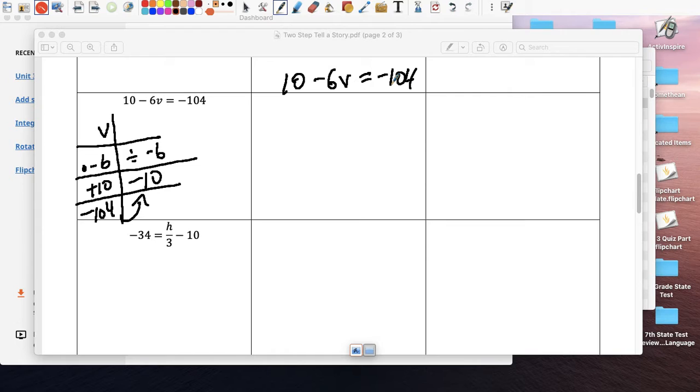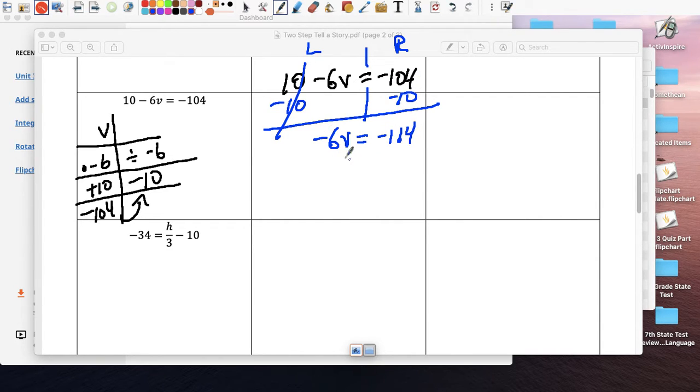So we're going to first we subtract -10. So sorry, left side, right side, -10, -10. That goes away. -6V comes down. And -104 minus 10 is -114. That's check. And then now we divide by -6.